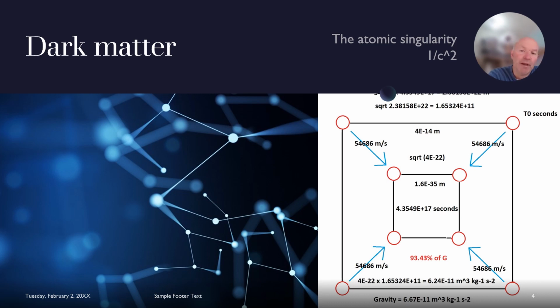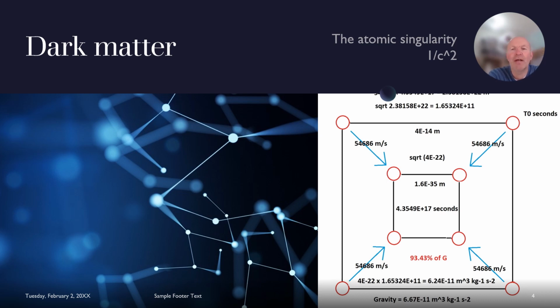And if you look at the numbers and do the calculations, you can see our understanding of gravity is 6.67 e to the negative 11 meters cubed per kilogram to the negative 1, seconds to the negative 2. The numbers that are identified by this inward trajectory model correspond to numbers very similar to gravity.